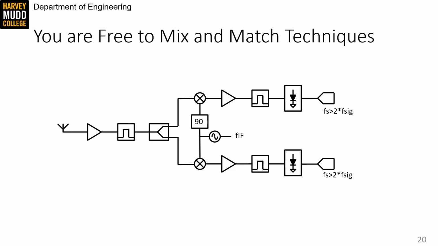One of the joys of designing receivers is that there are an infinite number of ways to mix and match these receiver design techniques. Here I'm showing an IQ receiver that mixes the input signal to an intermediate frequency, then uses power detectors to find the amplitude of I and Q signals. This just goes to show that you have lots of interesting design freedom in designing complex systems like a receiver.